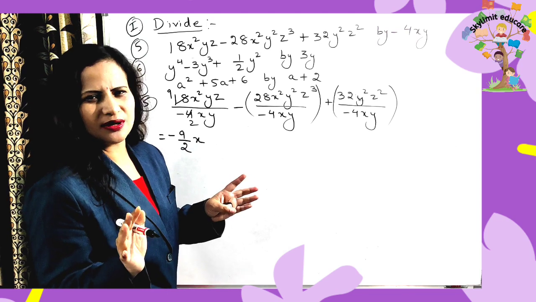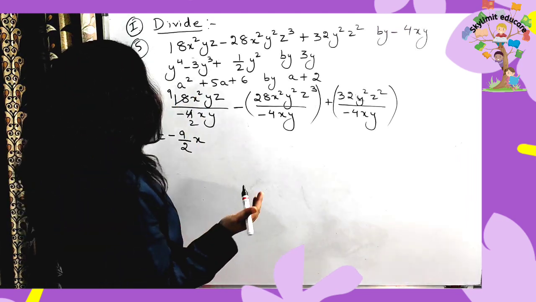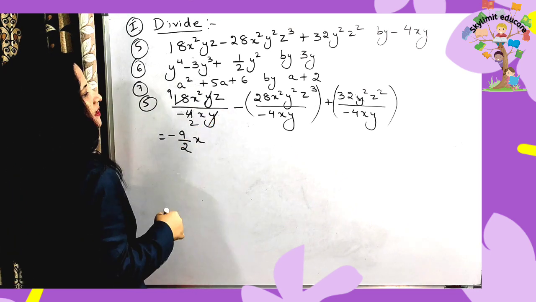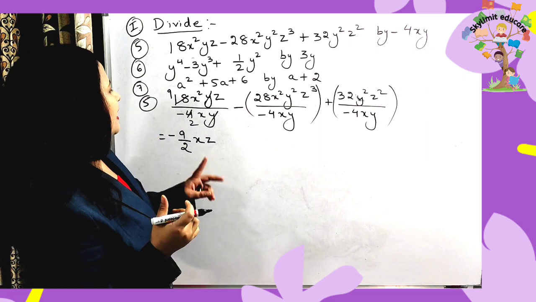I think you all must have understood now how to do it. So 2 minus 1 will give me how much? 1 only. So I'll not write it. Now y will be automatically cancelled out and z will remain. Yes. So xz I have got here.